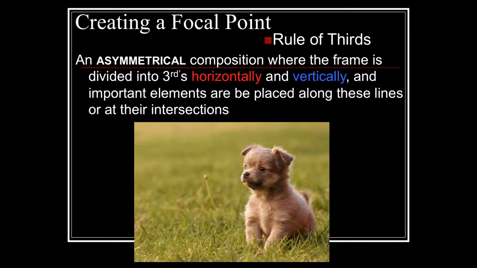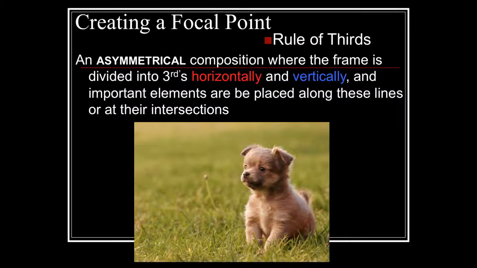The next one is probably one of my favorites, and this is rule of thirds. Rule of thirds is an asymmetrical composition. So if you think back to Elements and Principles, there was symmetry, which means the right side of the frame and the left side of the frame are identical. And then there's asymmetry, where the right side and the left side are not the same. So this is asymmetrical, so that means you're going to move things so that things are different from one side of the frame to another.